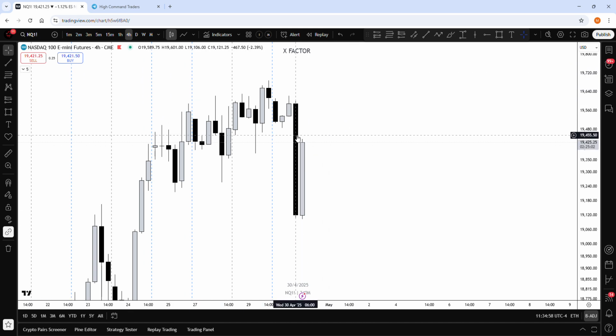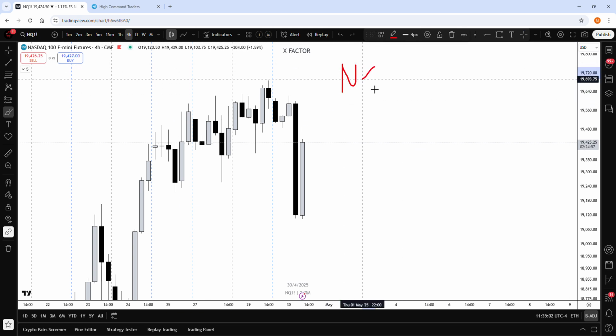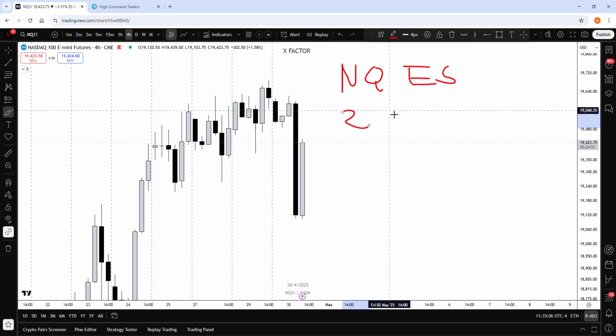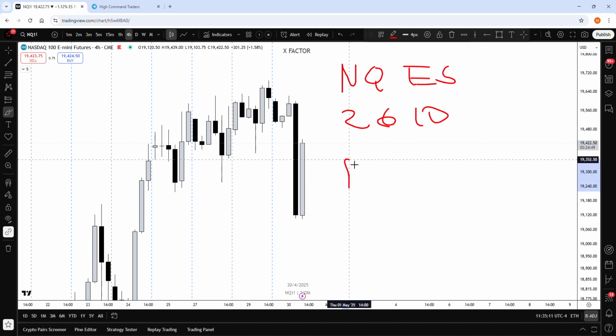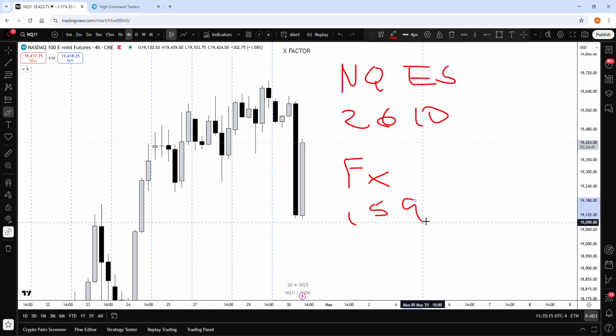So you have NQ, ES 2 6 10, right? And you have your Forex 1 5 9. All right. If you take a look at these candles, the bottom of the screen there, you'll see that's the 6 o'clock H4 candle. That's your 2 o'clock, 2 6 10.